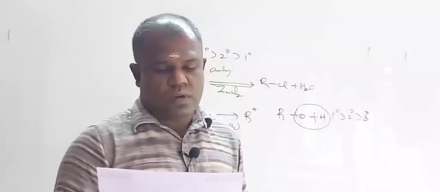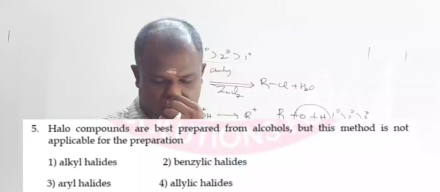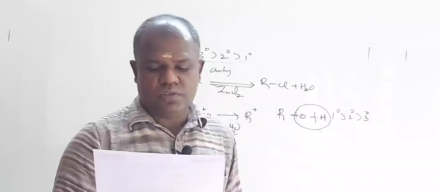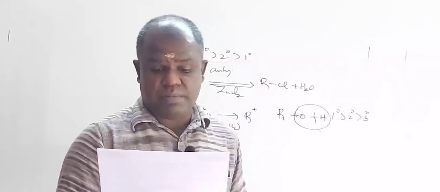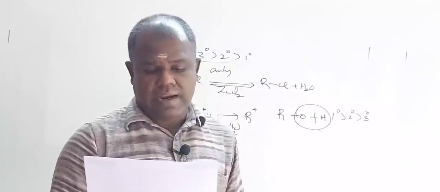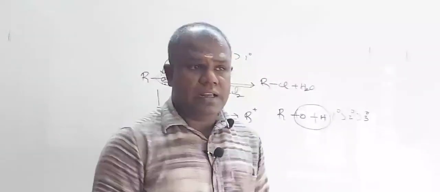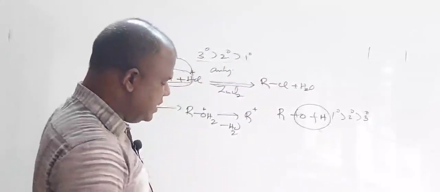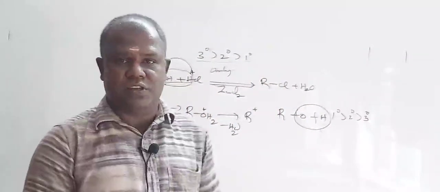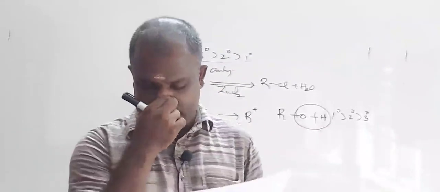Question number 5. Halo compounds are best prepared from alcohol, but this method is not applicable for the preparation of: alkyl halide, benzylic halide, aryl halide, allylic halide. See, aryl halide cannot be prepared by that method, because in the aryl halide the benzene ring is directly connected to OH, that is phenol. From phenol you are not able to prepare chlorobenzene or bromobenzene. So that is the answer.